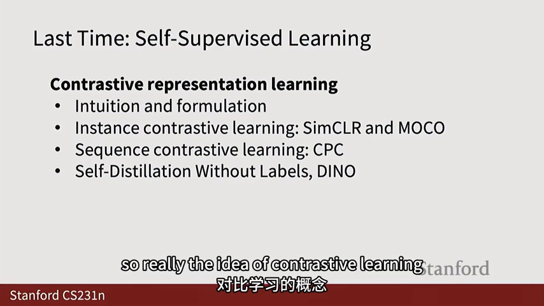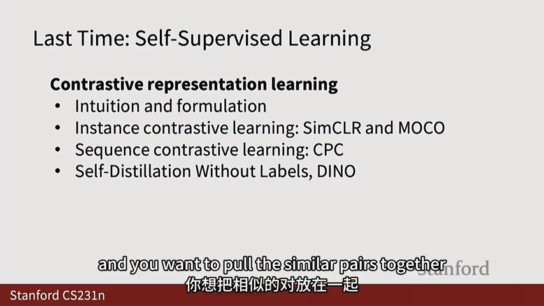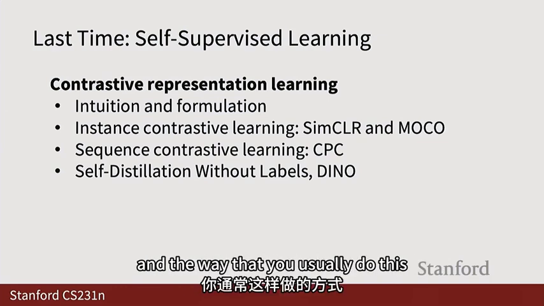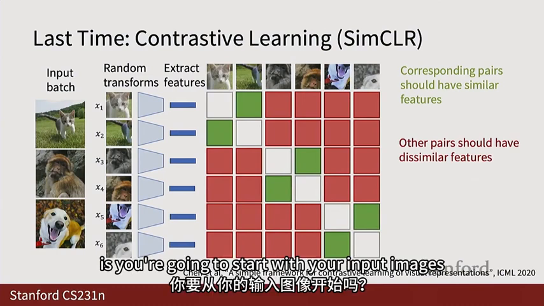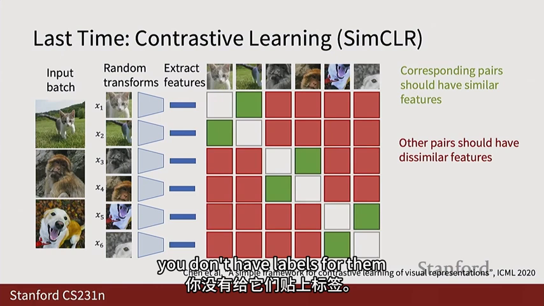The idea of contrastive learning is you're going to get pairs that are similar and pairs that are dissimilar. And you want to pull the similar pairs together and push the dissimilar pairs apart. The way that you usually do this in the context of self-supervised learning is you start with your input images. And again, these are unlabeled images. You don't have labels for them.